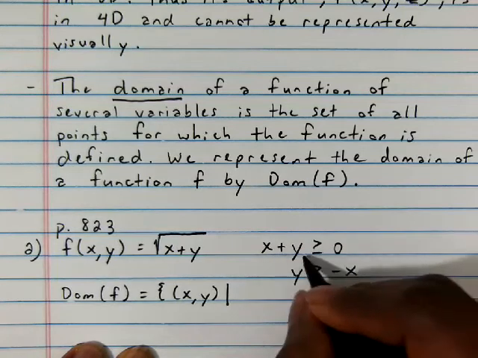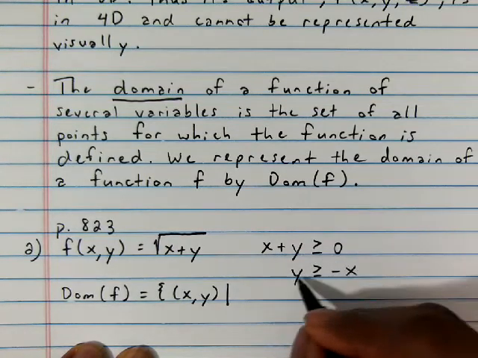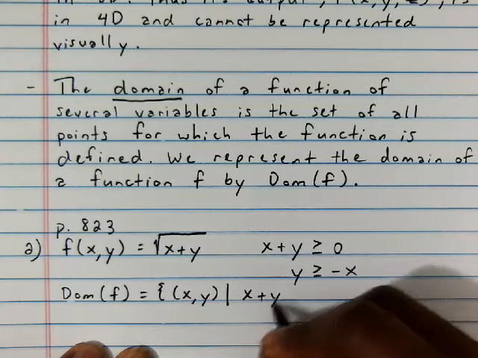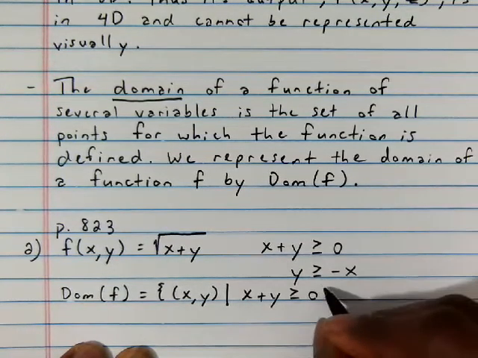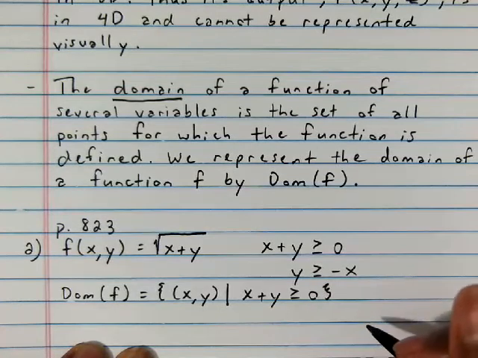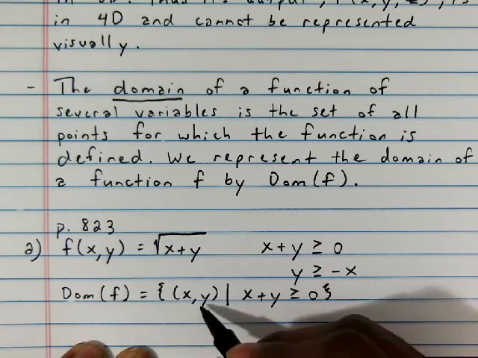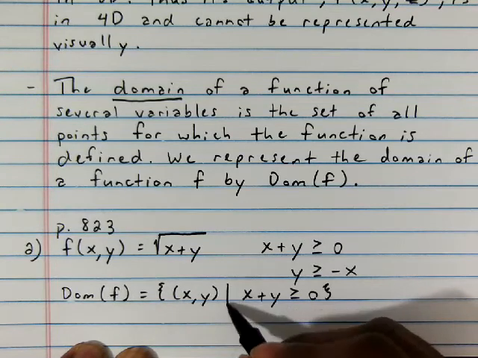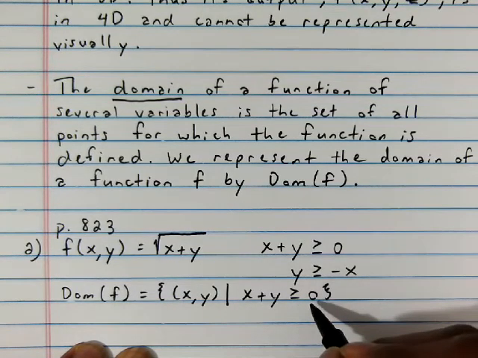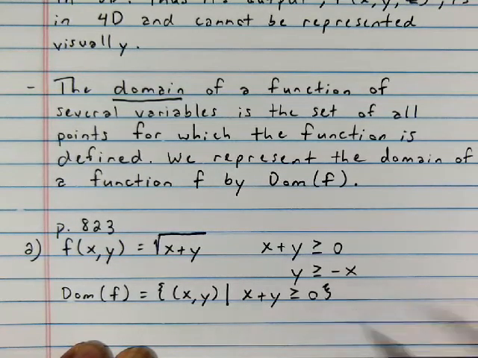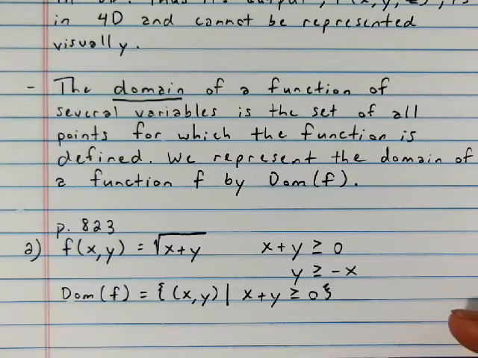And then you put x plus y is greater than or equal to 0, or y is greater than or equal to negative x. It doesn't matter which way you write that. Then you close the curly bracket. It's saying the domain of f is a set of points x, y, and what's behind the vertical line is the rule those points have to follow. I want to introduce that early on because you'll see it in this section and in subsequent sections as well.